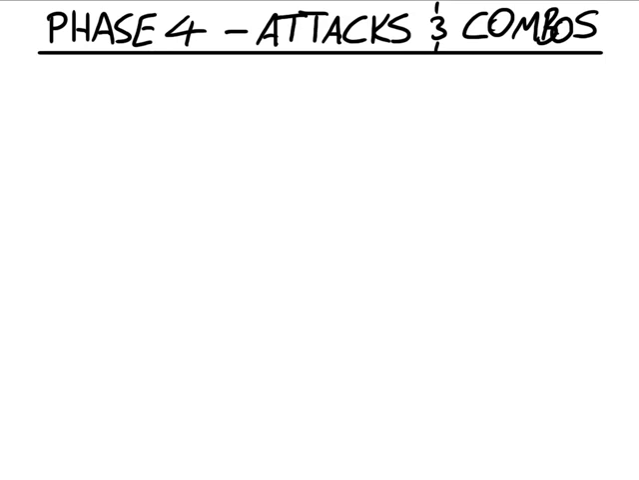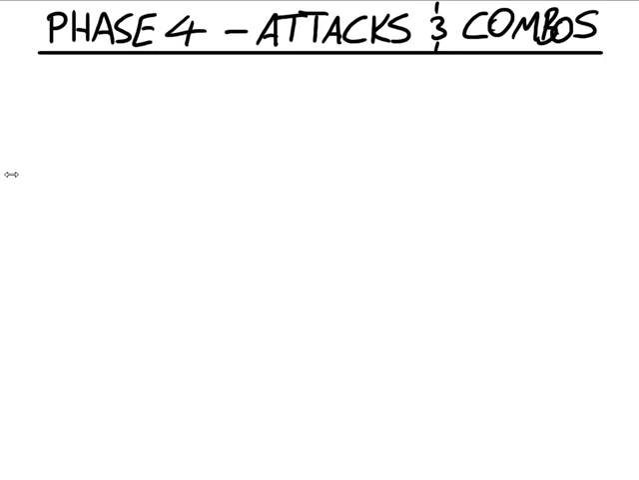Hello and welcome everybody to Phase 4, Attacks and Combos. By the end of Phase 4, our player character will be able to attack with a 3-hit combo and a jump kick. Now after we've got those attacks coded in, we'll be ready for Phase 5, where we'll be adding in some enemies to try out these attacks on. But the first part is to get the combo working of our attacks.